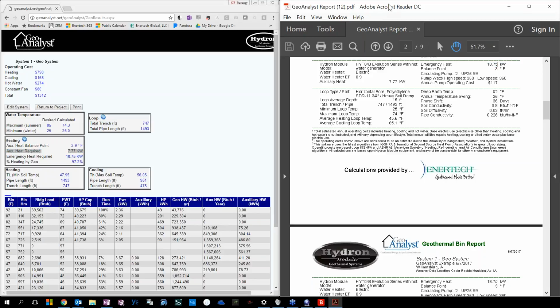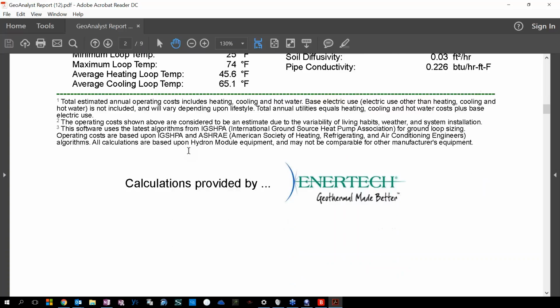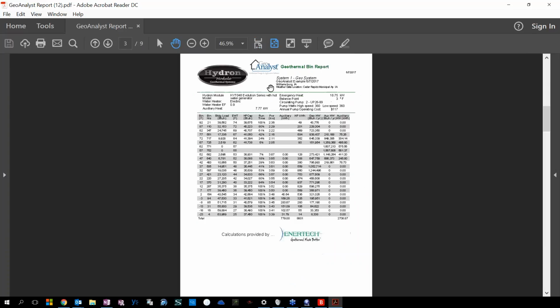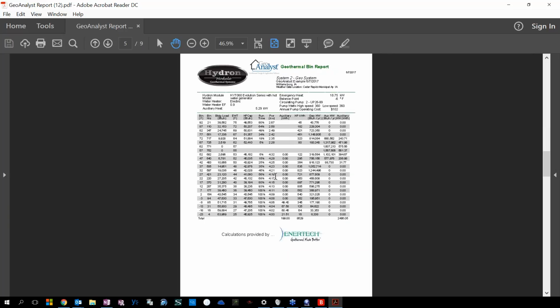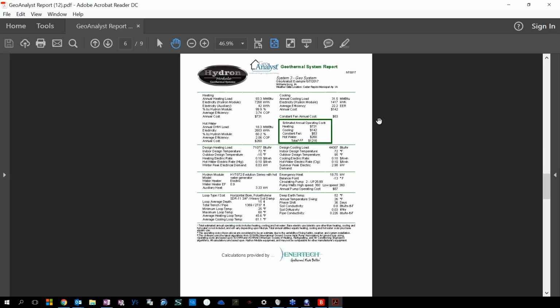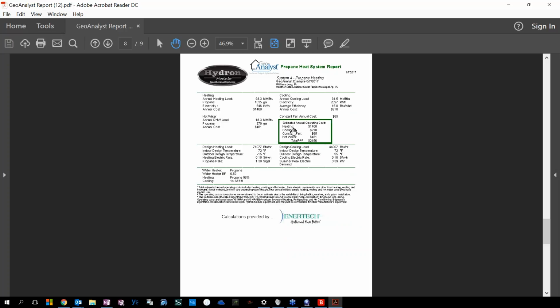So we're going to be wrapping up here shortly. I wanted to just scroll through a couple of these with you. Bin data report. So here again, it's system 2. You get all those same digits. Here's your ground loop information. Bin data, system 3, same digits, bin data, and system 4, your propane.